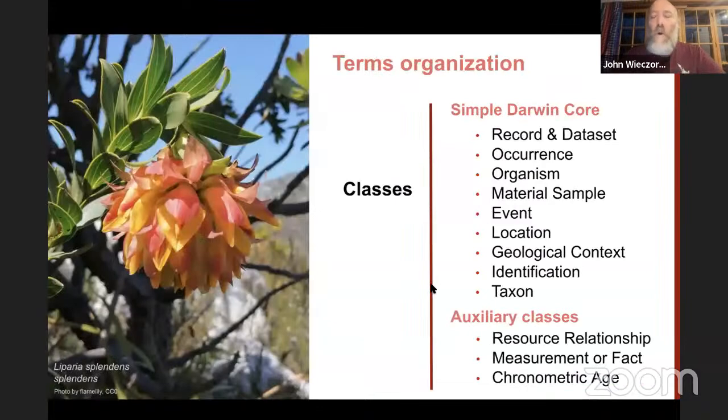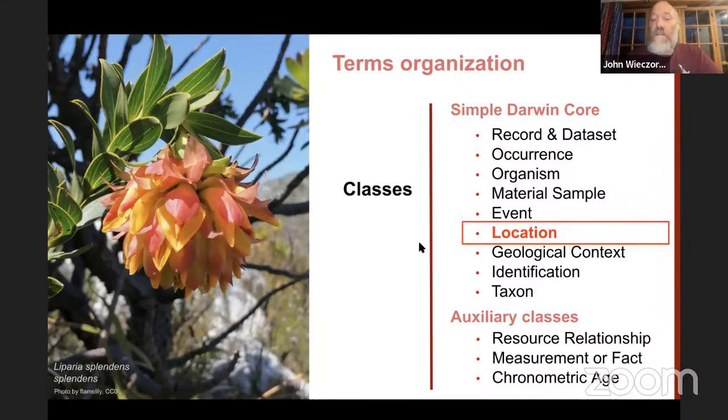So in Darwin Core, the terms are organized in categories that help us to understand really what the fields are about. So there's a record set level, there are fields about occurrences, about organisms, about material samples, events, locations, geological context, identifications, and taxa. And then there are also a couple of auxiliary classes that have to be used in a slightly different way from the others. And those are for relating things together, for making measurements of those things, or for providing chronometric ages.